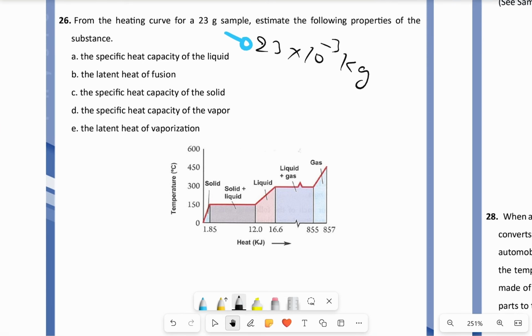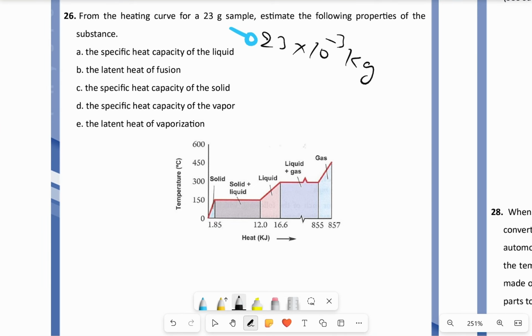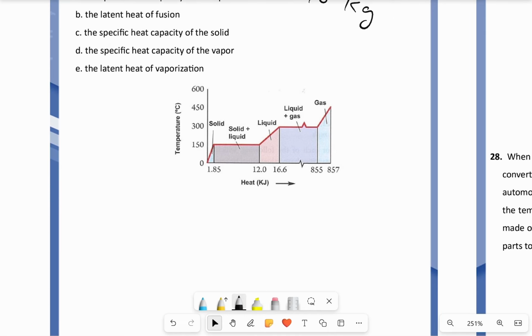Let's solve the first one. It says the specific heat capacity of the liquid. Remember, whenever it says the specific heat capacity, you have to use delta T. You have to have delta T, T final and T initial. Whenever it says latent heat, temperature should be constant. Okay, now we have the first one. It says the specific heat capacity of the liquid. Where is the liquid? As you see, this is the liquid.